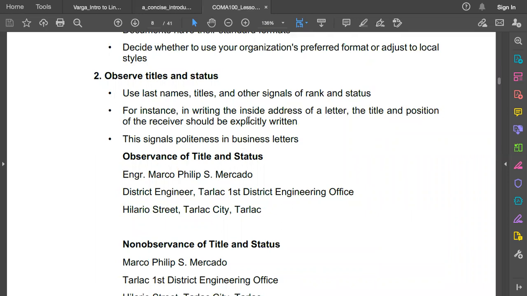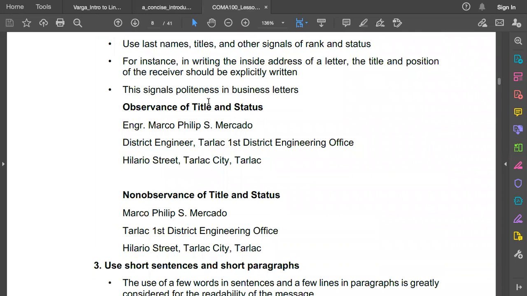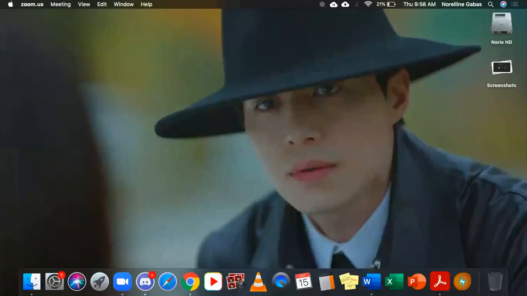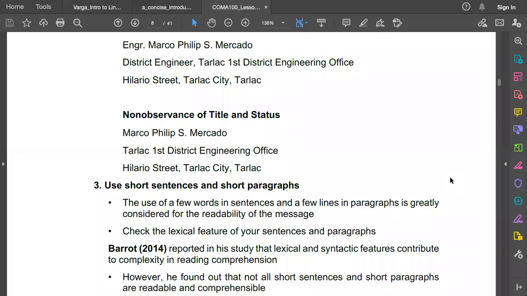So for example, observance of title and status: Engineer Marco Philip S. Mercado. Also, his address is correct. Engineer, District Engineer, his position, Tarlac. To the person you are writing to.